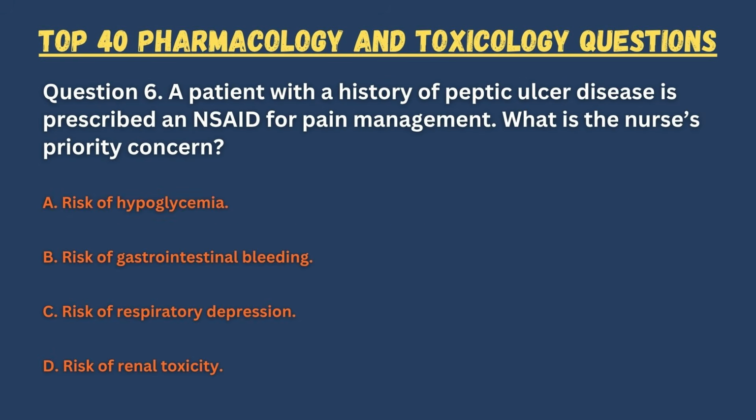Question 6. A patient with a history of peptic ulcer disease is prescribed an NSAID for pain management. What is the nurse's priority concern? A. Risk of hypoglycemia. B. Risk of gastrointestinal bleeding. C. Risk of respiratory depression. D. Risk of renal toxicity.